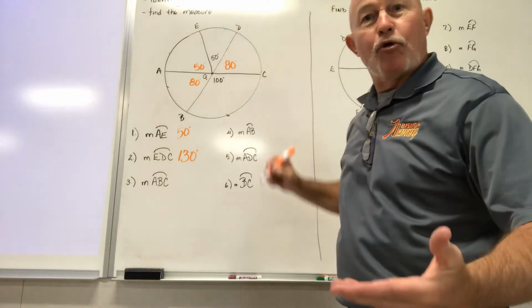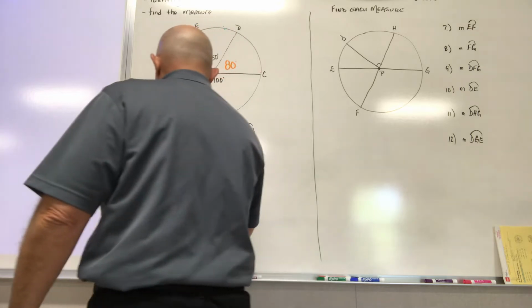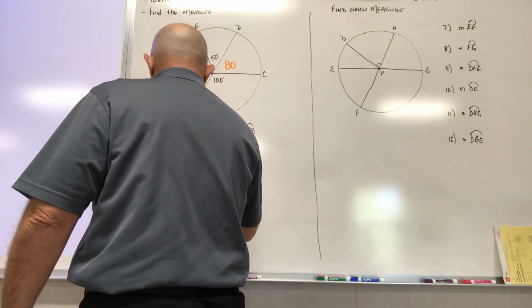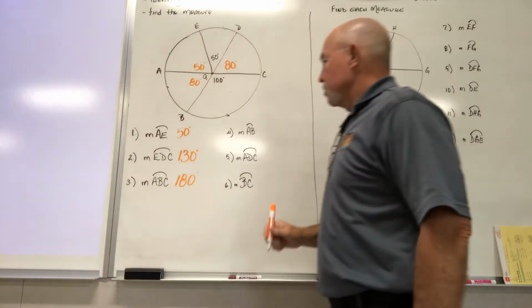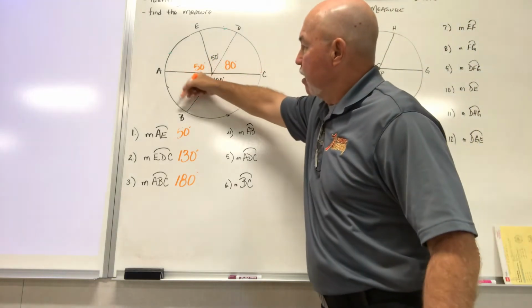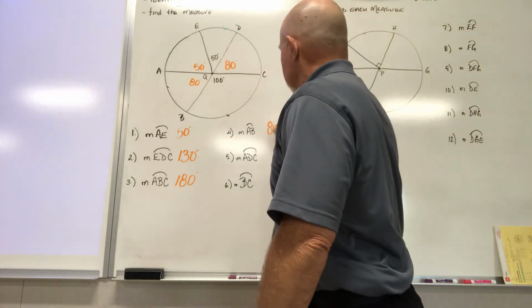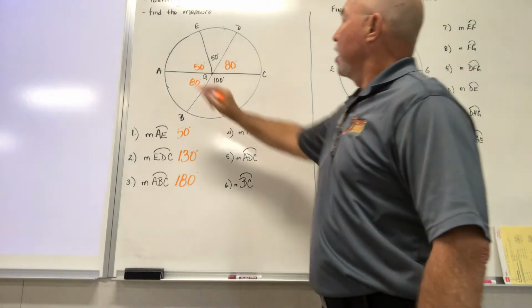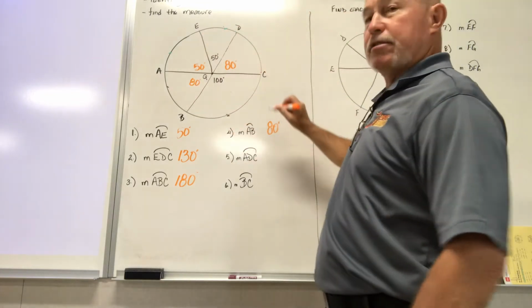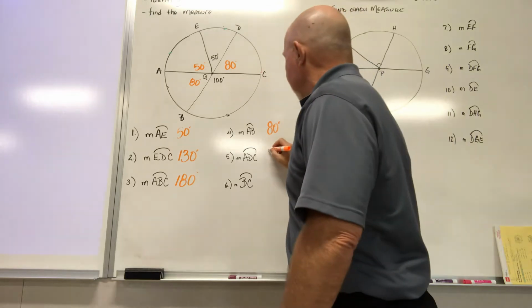ABC, endpoints of a diameter. That's a half circle. AB. ADC. They tried to trick you right there. It's still a half circle.